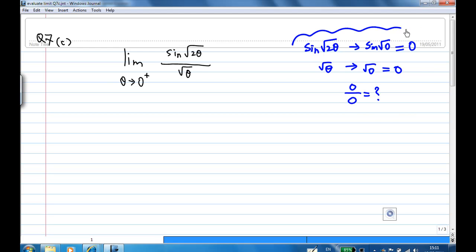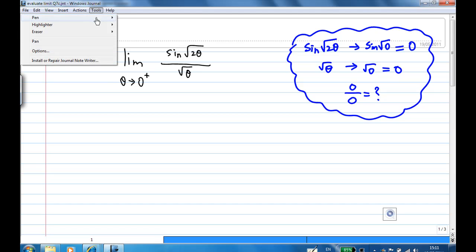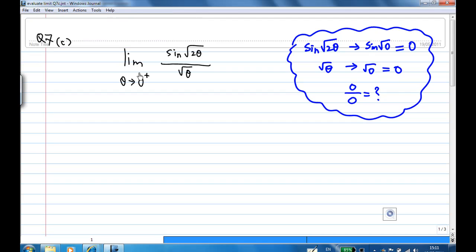What is this? Another thing I want to mention is this has a limit of theta going to 0 plus. Now 0 plus means limit to the right of 0, so this is a one-sided limit. It means that theta approaches 0 and theta is always greater than 0. Why do we need theta greater than 0? Because there is a square root function there, and we know that we cannot take the square root of a negative number.